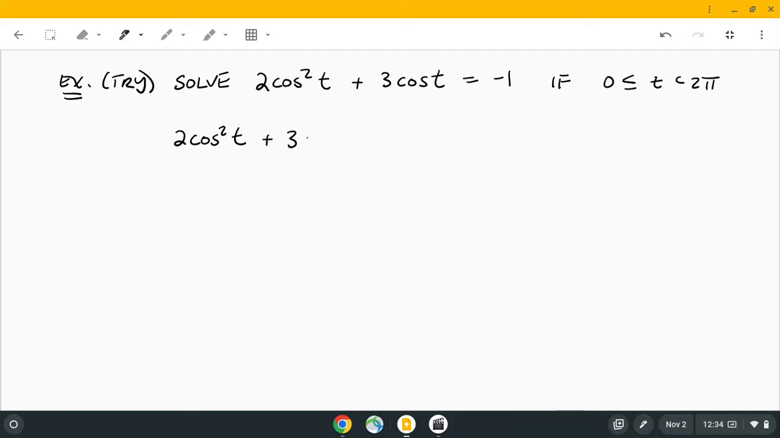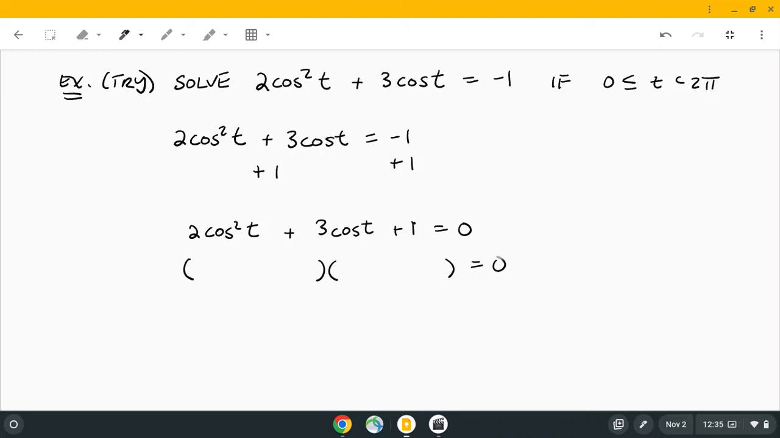Okay, so I'm going to write the problem down here. I need to set it equal to 0, so I'm going to add 1 to both sides. I get 2 cosine squared t plus 3 cosine t plus 1 equals 0. I'm going to go ahead and factor this. So it looks like 2 cosine times 1 cosine, plus and plus, and it's going to be 1 times 1. And outside I get plus 2. Inside I get plus 1. 2 plus 1 is 3.